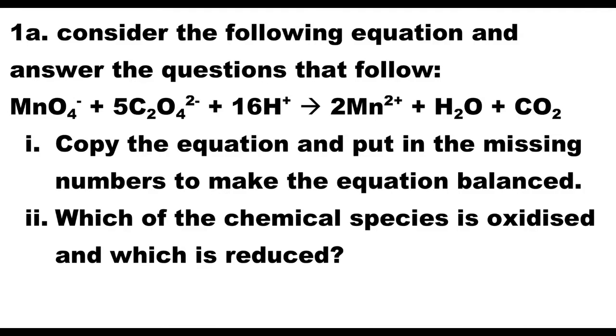Consider the following equation and answer the questions that follow. 1 mole of permanganate ion plus 5 moles of oxalate ion plus 16 moles of hydrogen protons gives us 2 moles of manganese 2 ion plus 1 mole of water plus 1 mole of carbon dioxide gas. Roman 1 says, copy the equation and put in the missing numbers to make the equation balanced. Roman 2, which of the chemical species is oxidized and which is reduced?